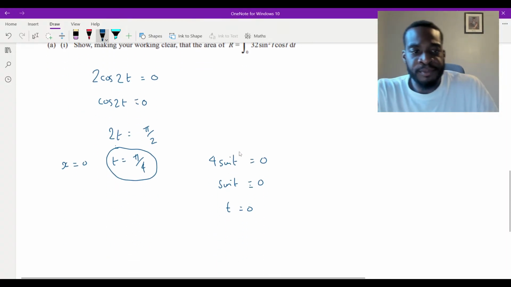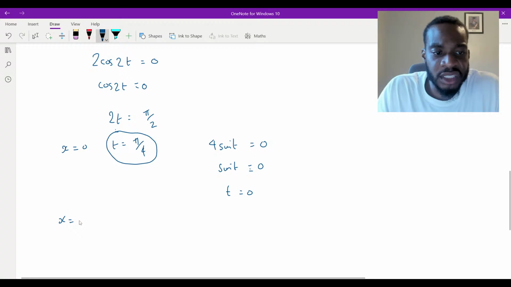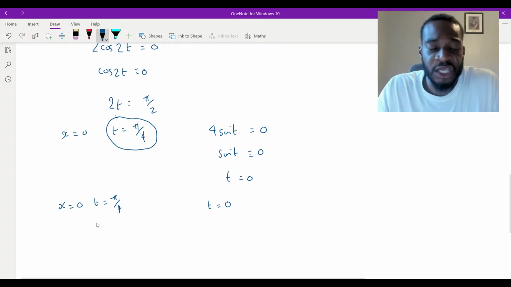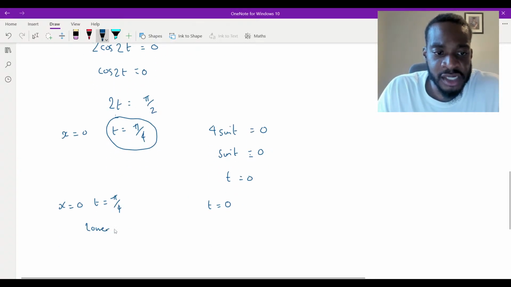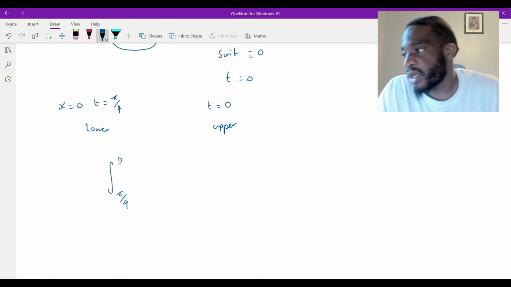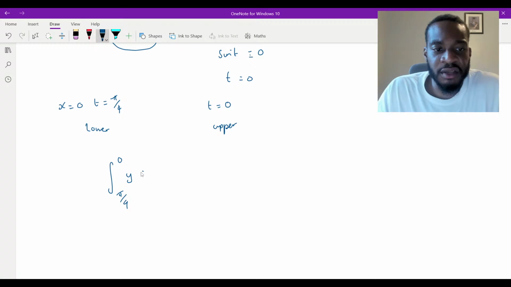So what do we have here? We've got x equal to 0 when t equals pi over 4, and t equal to 0 when y was 0. So t equals pi over 4 is actually going to be our lower limit, and t equals 0 is going to be our upper limit. So in our integral, it's going to be pi over 4 and 0. We still have to differentiate, so I'm going to do that now, but I just wanted to get this out of the way first.